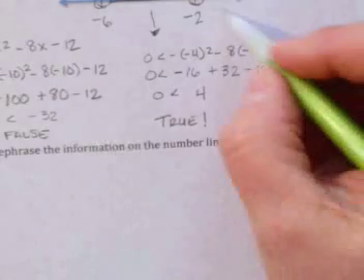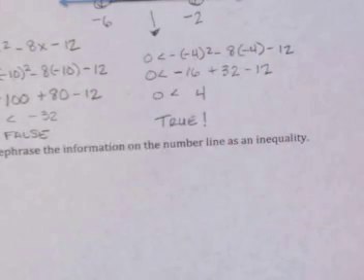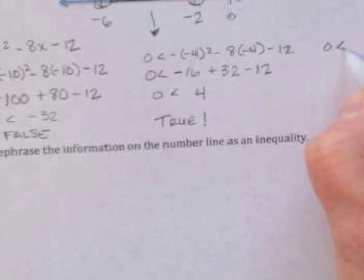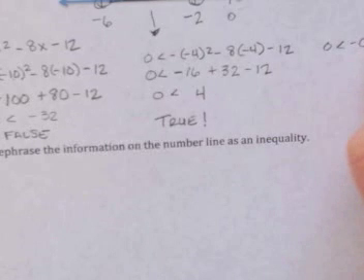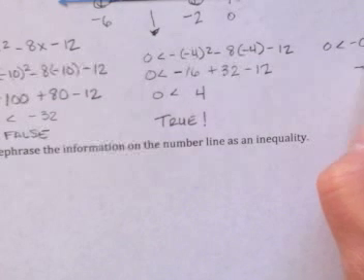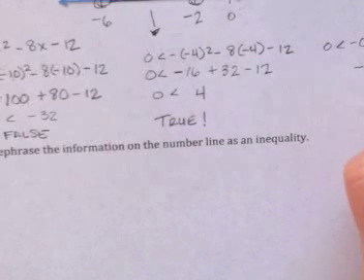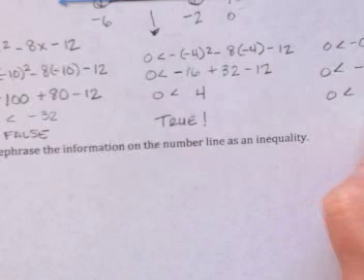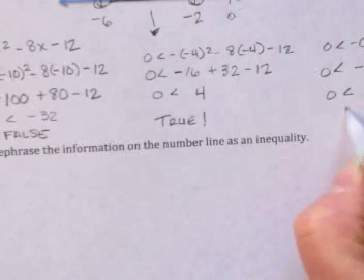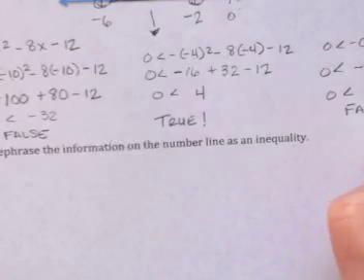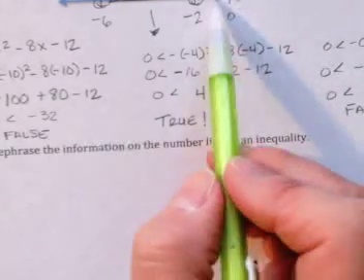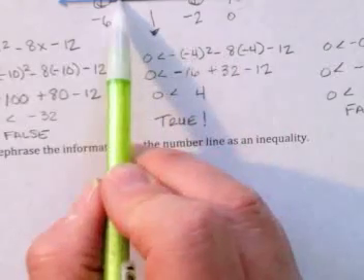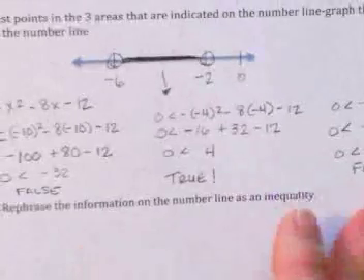And then the last thing to do is to test this part up here, and I chose to use 0. 0 is real easy to work with. It makes our arithmetic simple. So this just ends up being negative 0 minus 0 minus 12. So on the left-hand side we have 0, on the right-hand side we have negative 12, and this again is a false statement. So I know that these points in between my two roots make the inequality true.